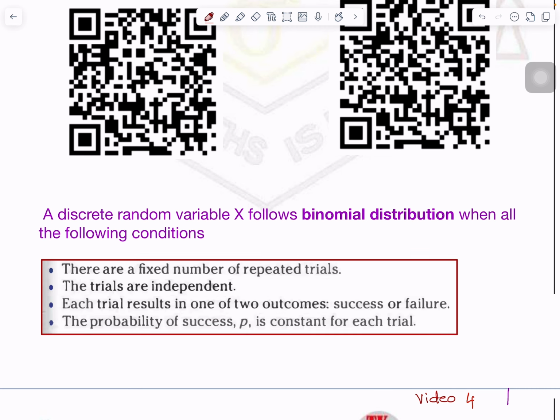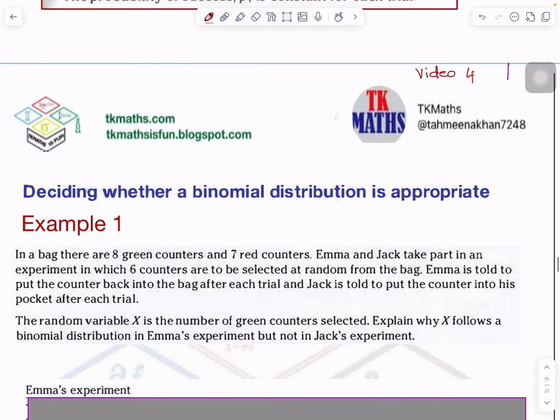So for this particular topic, whether binomial distribution is applicable or not, you need to recall the 4 conditions in which binomial distribution is applicable. I'm repeating these conditions because we will need them in the explanation. The number of trials should be fixed. It should not be infinite. Trials should be independent. Probability of success should be constant for each trial. And the outcome for each experiment is only yes or no, success or failure. So let's see 3 questions.